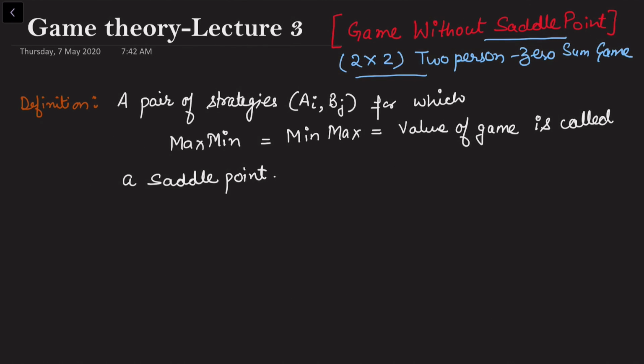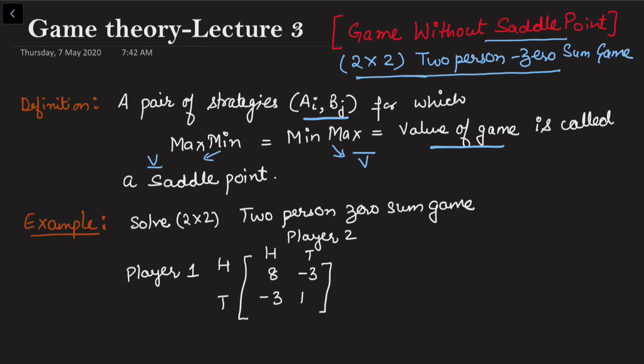A pair of strategies Ai, Bj for which max min is equal to min max, equal to the value of the game, is called the saddle point. We have denoted this value by V lower bar, and on this side we have denoted V upper bar.